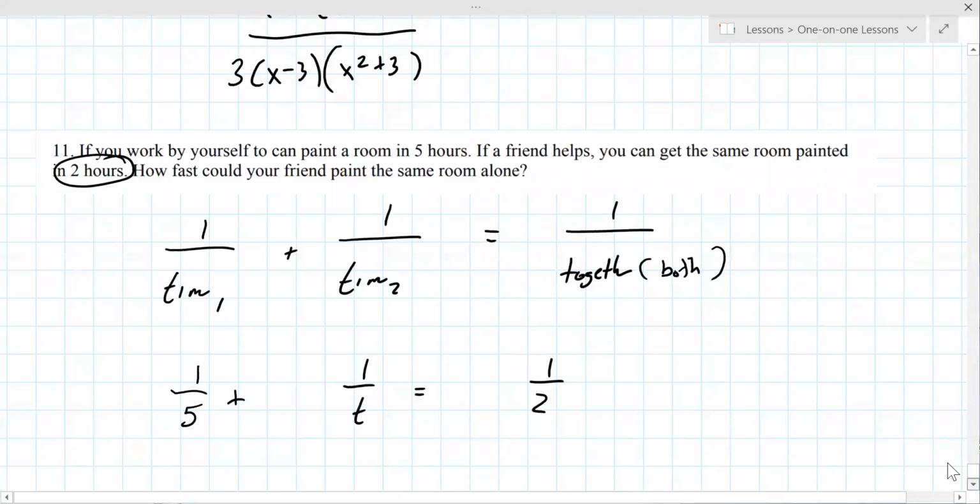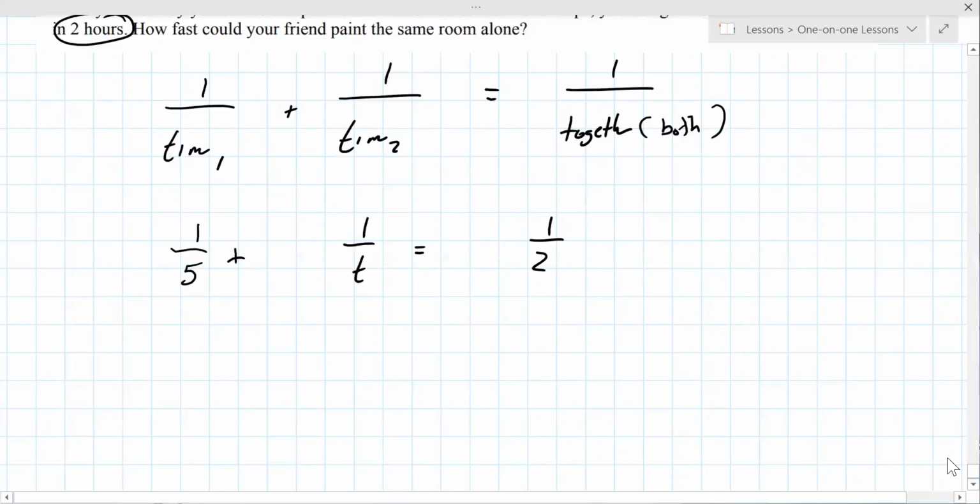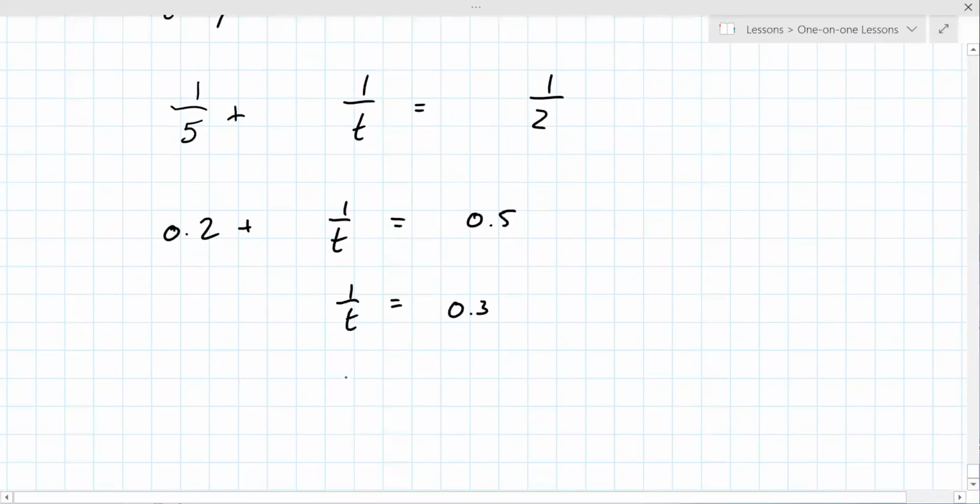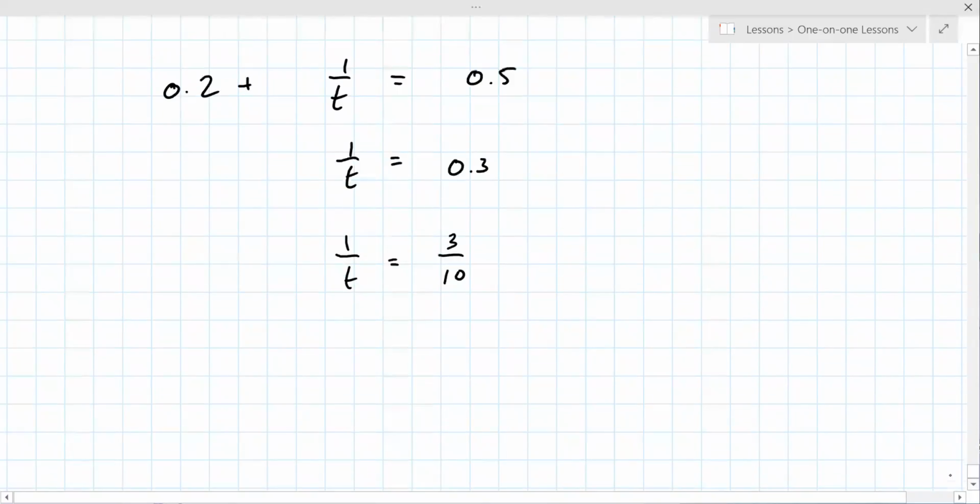So you're just solving this equation. It looks maybe more complicated than it is. If you were to write these as decimals, you would say, I can solve this because it's 1 over t equals 0.3. And then if you go back to a fraction, you can cross multiply. So this becomes 10 equals 3t. So t equals 10 thirds. And that's 3.33 hours to do it on your own.